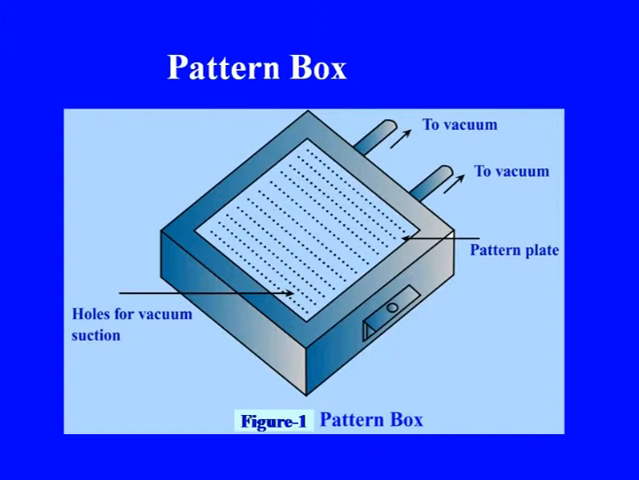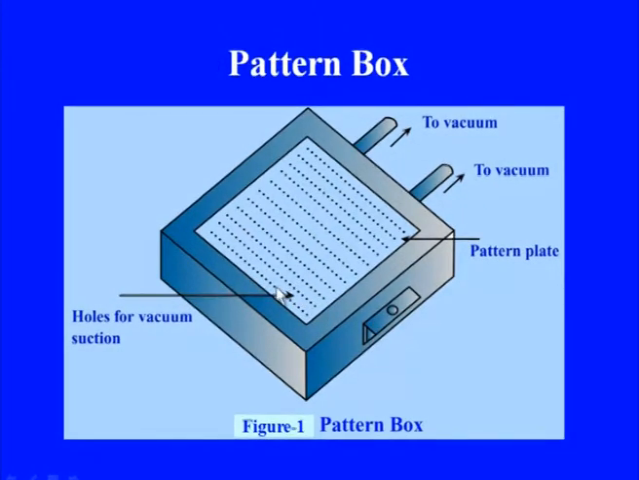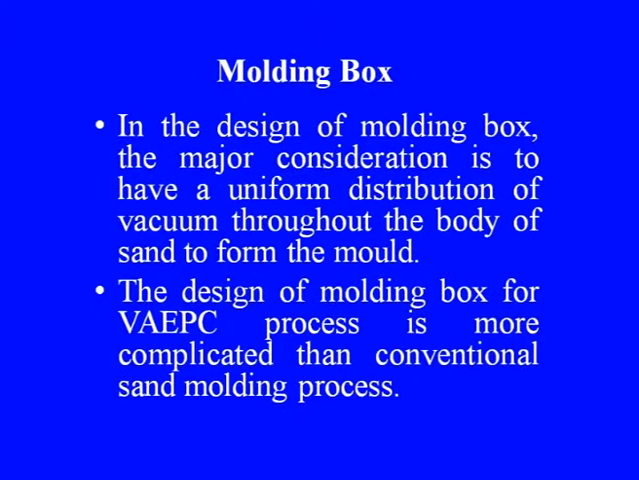This is the figure of a pattern box. These are the small holes for suction for vacuum. This is the pattern plate, and this is the arrangement for the connection to the vacuum system. The molding box. In the design of the molding box, the major consideration is to have a uniform distribution of vacuum throughout the body of sand to form the mold. The design of the molding box for the VAEPC process is more complicated than the conventional sand molding process.